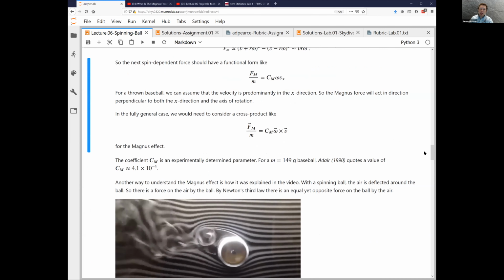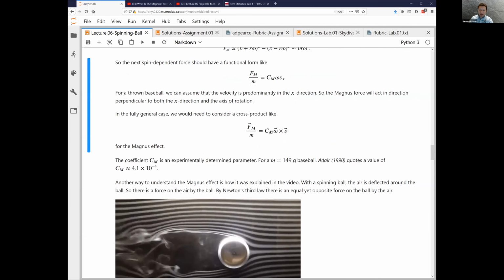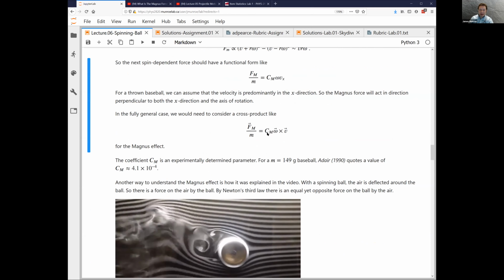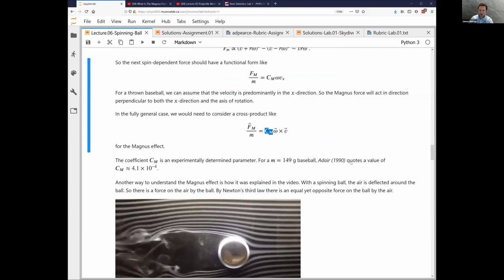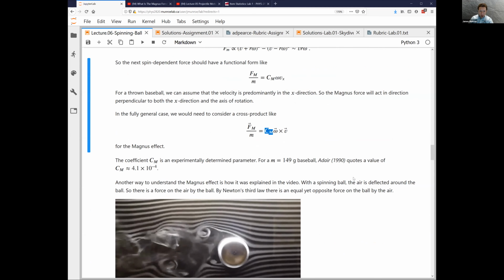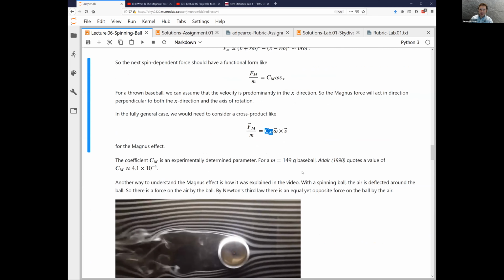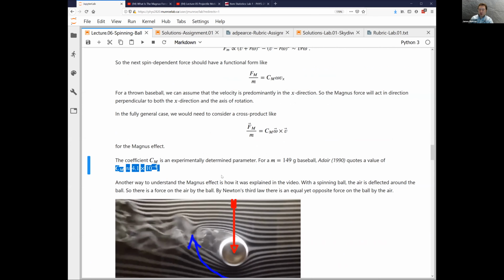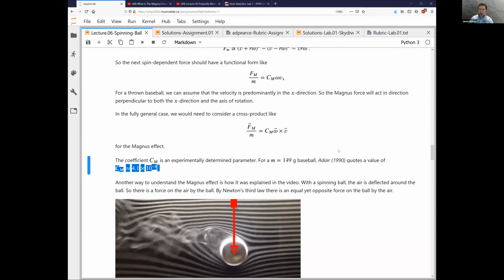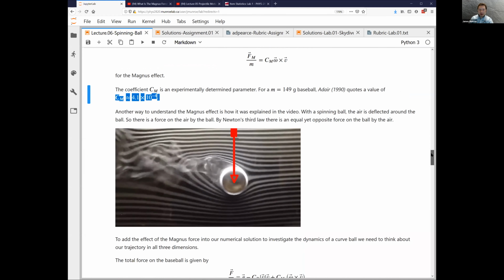Again, what we can do is go to experiment and look up what a typical value of the coefficient is. For a Magnus effect, that same textbook that told us about the drag on a baseball quotes that for a ball going at a typical velocity, with a typical mass of about 150 grams, this Magnus coefficient is about 4 times 10 to the minus 4.